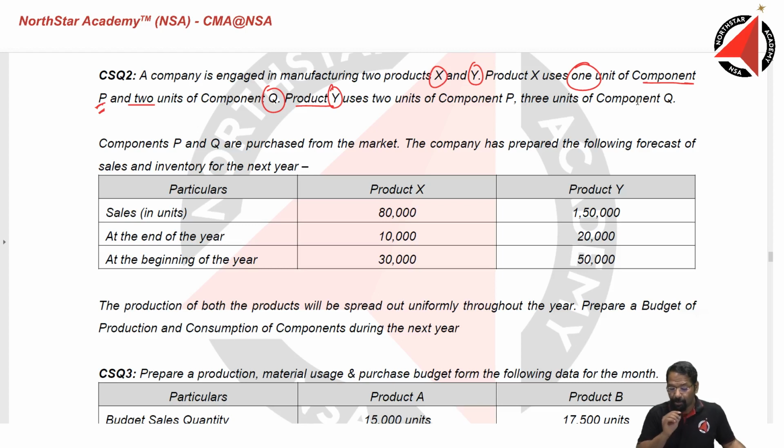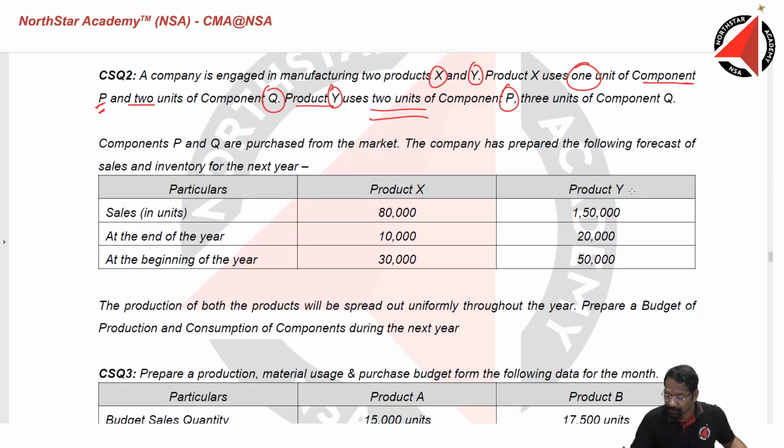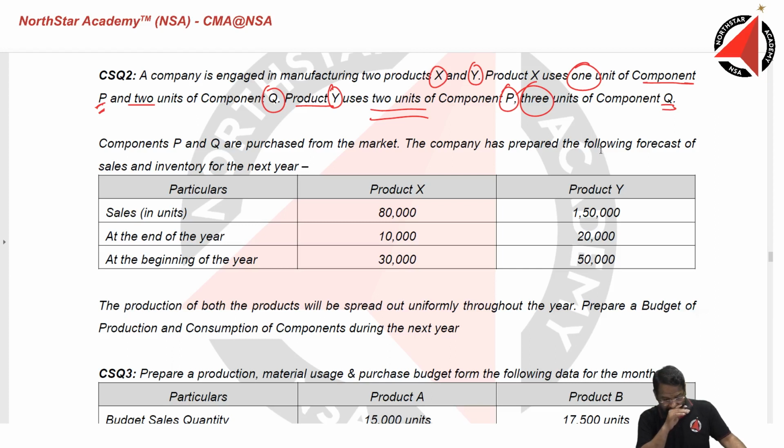To make product Y, I need 2 units of component P. I'm writing component P 2 units, and I need 3 units of component Q. Fine. So component Q, I need 3 units. Agreed? This is for product Y. So far clear? Awesome. Now, component P and Q are purchased from the market.